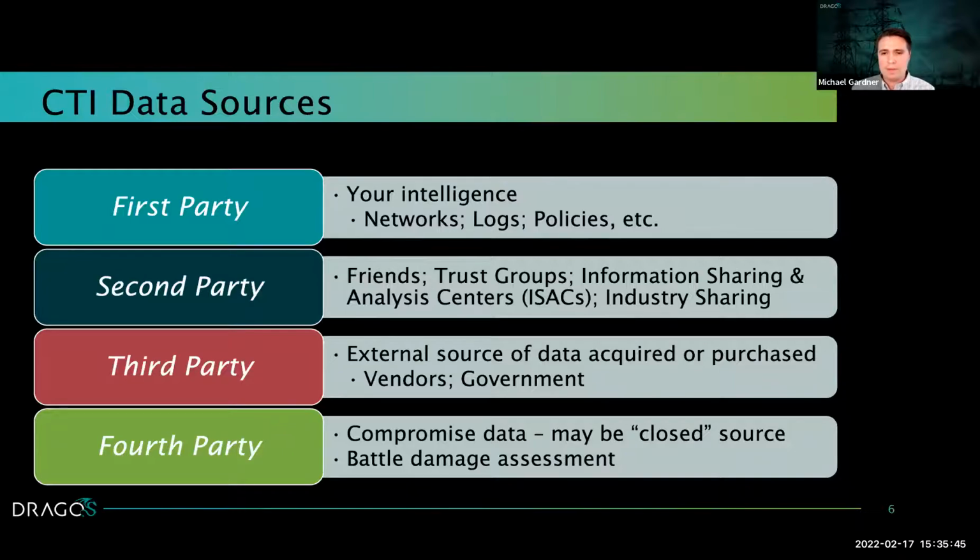Second party are your friends at different organizations in your vertical. So trust groups you might be a part of, information sharing and analysis centers, industry organizations, all of those that most closely align to your intelligence requirements and share similar threats.